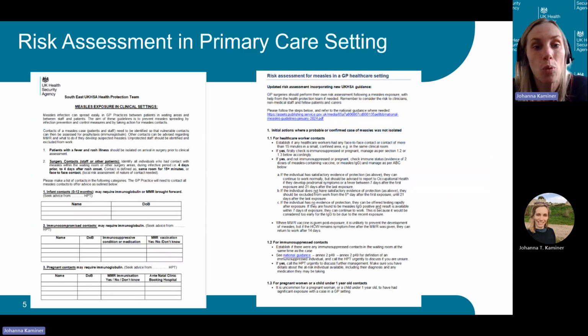The health protection team will send an email with very helpful documents, including, for example, a document with a blank line list to collect all the names and details of those contacts that have been identified in the different risk groups, and also a really good risk assessment document that includes all the key actions that need to be taken in terms of the risk assessment of those different groups, and any key actions that will need to be taken around management.